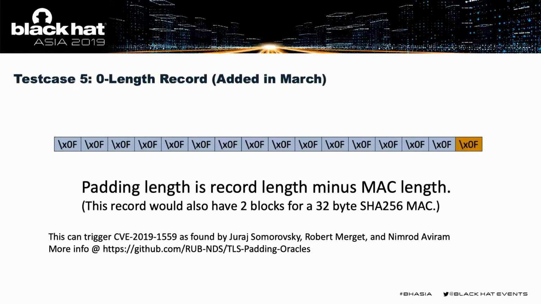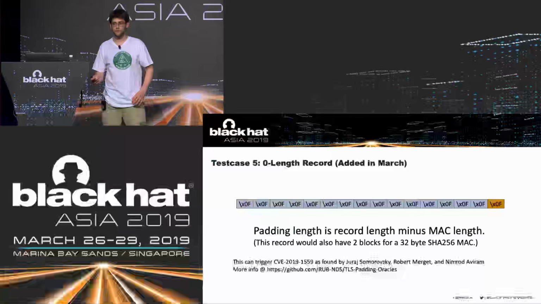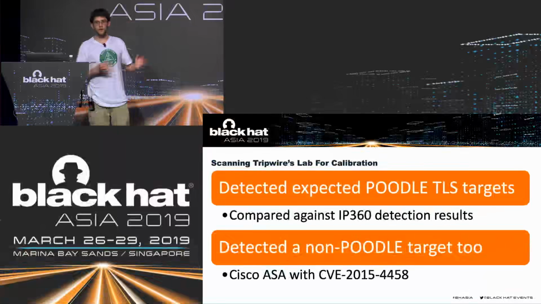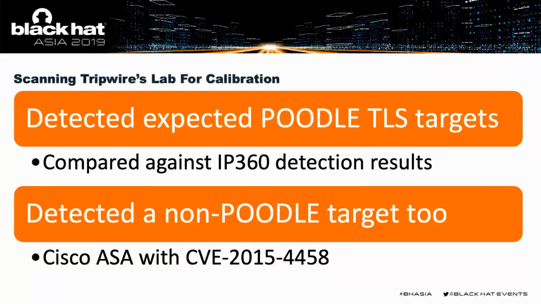But basically, the idea here is that we've got a zero-length record. So we're leaving enough data that there is a MAC and padding, but nothing else. And this can trigger some problems with certain OpenSSL builds. So I put all these test cases into my tool, and I started scanning the lab at Tripwire to see what would come up. I found a lot of targets.